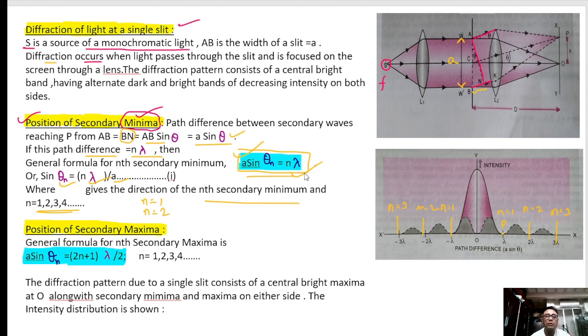First minima will occur at what position? Second minima will occur at what position? So we will get the positions of the minima, theta. We can calculate sine theta.